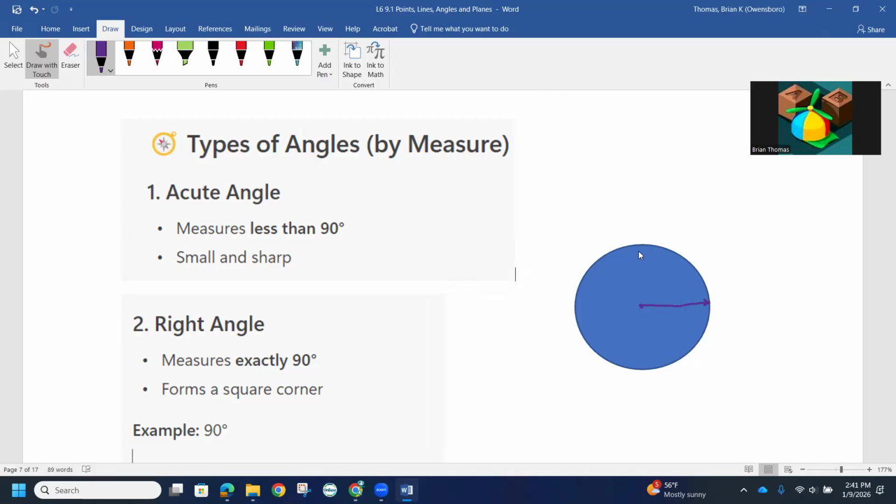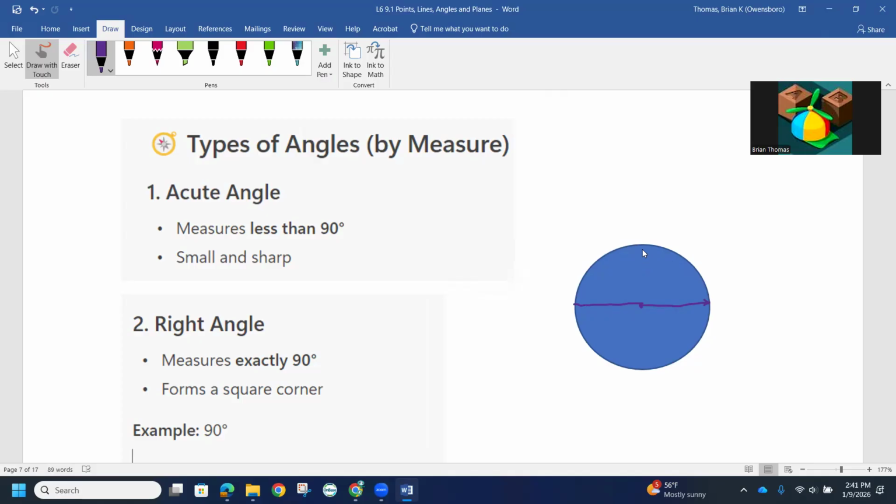Now, sometimes we can cut the circle in half. That's called a semicircle. So if you go from here all the way to here, that's half of 360, which would be 180. So 180 also makes a line, like the edge of the protractor as well, a straight edge.